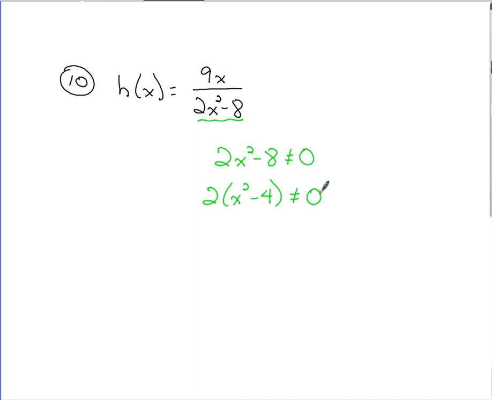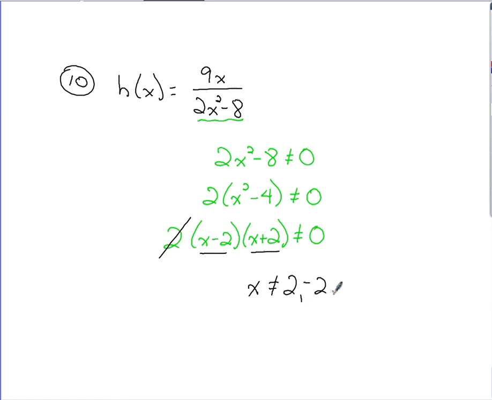If I stick with the factoring theme, because hey, factoring is a good review for us right now. You've got the 2 out front. You've got a difference of 2 squares, which factors to x minus 2, x plus 2. Got all these factors set not equal to 0. This factor doesn't have an x in it, so we don't really care about it. We can divide it out. But these two do have x's in them, so if we set those individual factors not equal to 0, we get x cannot equal 2 from the first factor and negative 2 from the second, right?